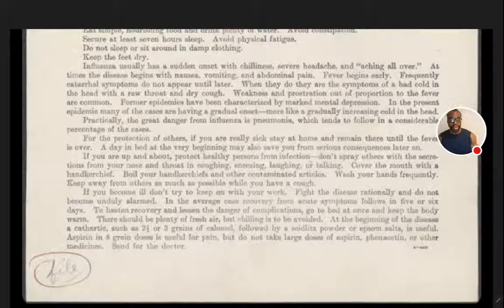In an average case of recovery, the acute symptoms follow in 5 or 6 days. To hasten the recovery and lessen the danger of complications, go to bed at once and keep the body warm. There should be plenty of fresh air, but chilling is to be avoided. At the beginning of the disease, what is it? A cathartic, such as a 2 to whatever.